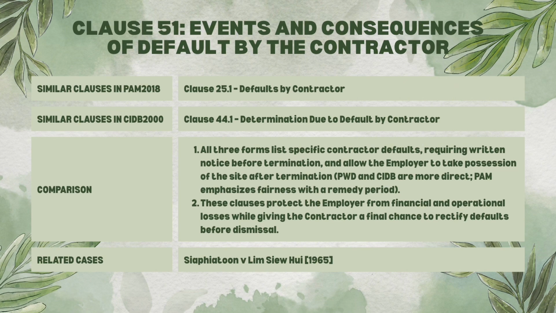So next is about events and consequences of default by the contractor. PWD form, clause 51, PAM contract, clause 25.1, CIDB, clause 44.1. PWD and CIDB allow the employer to take possession of the site and complete the works upon termination. PAM emphasizes procedural fairness with a remedy period before termination is executed. CIDB has the most detailed termination procedures, while PWD is more direct and practical. The case that is relevant to this topic is Sia Fiatun versus Lim Sui Hui, 1965.